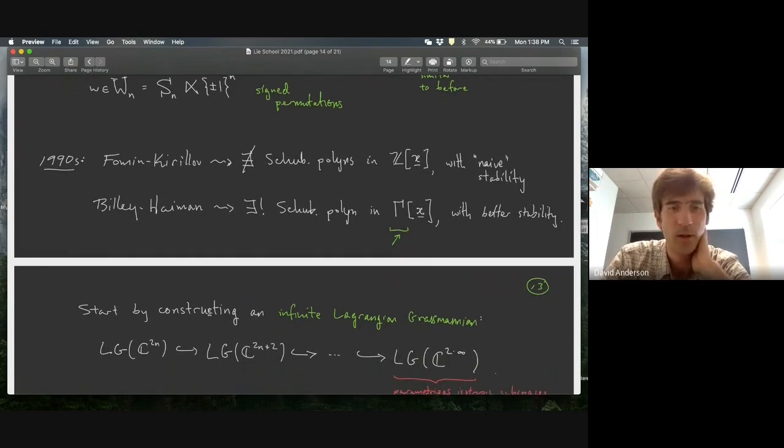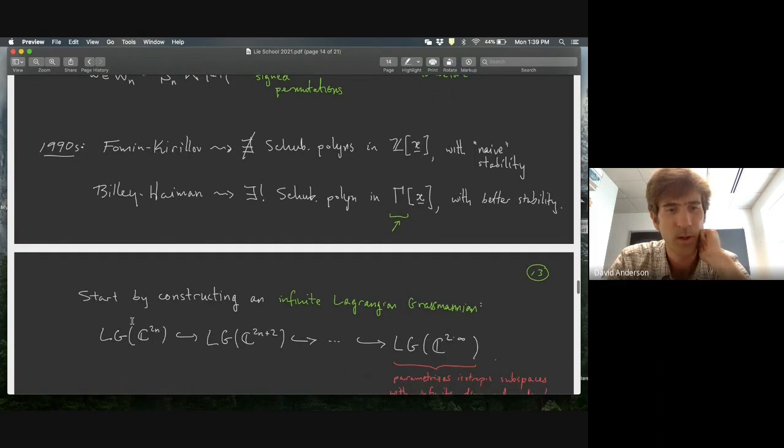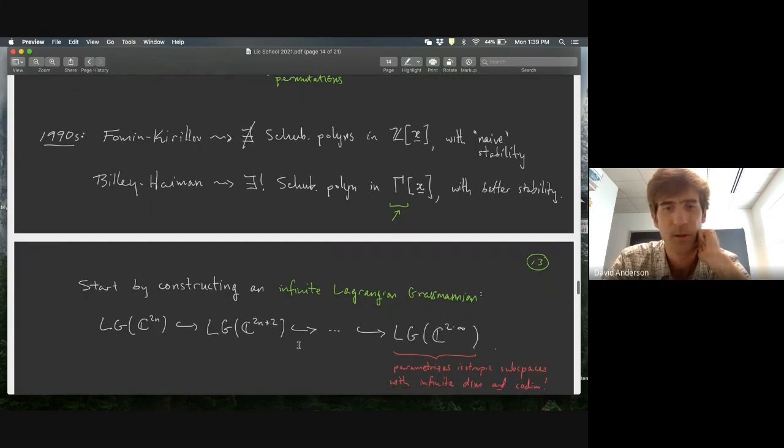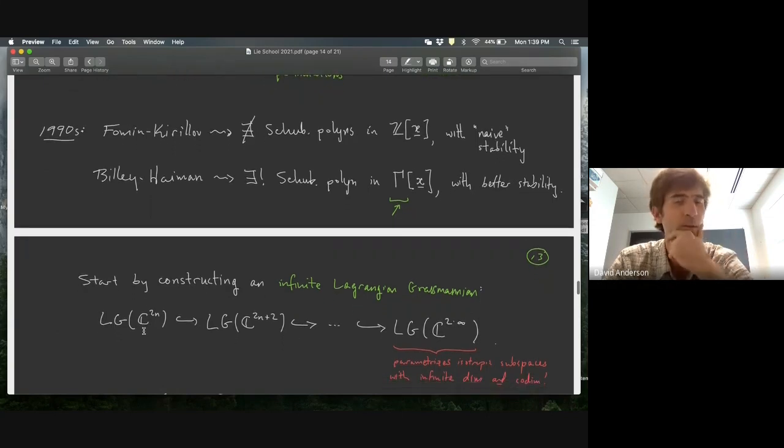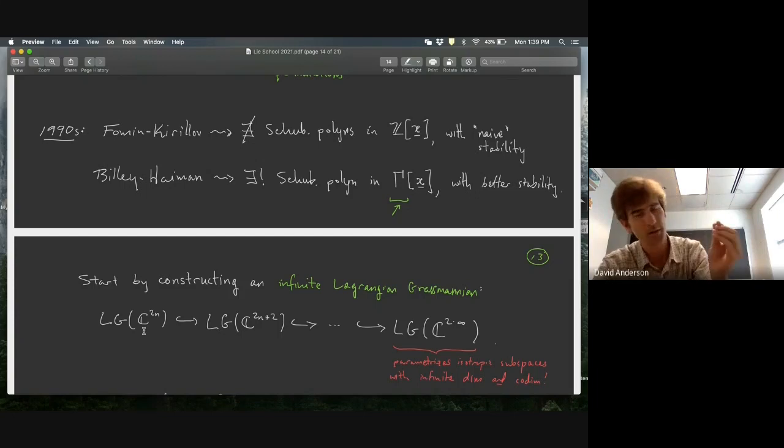So Billey and Haiman, I'm giving a sort of my own reinterpretation of what they did, but this is essentially what they did. They looked at a system of embedding of Lagrangian Grassmannians, where you embed C^2n in C^(2n+2), and so forth, all the way up to some infinite dimensional symplectic vector space. And there's a canonical way to take a Lagrangian subspace and then put it in a bigger Lagrangian subspace.